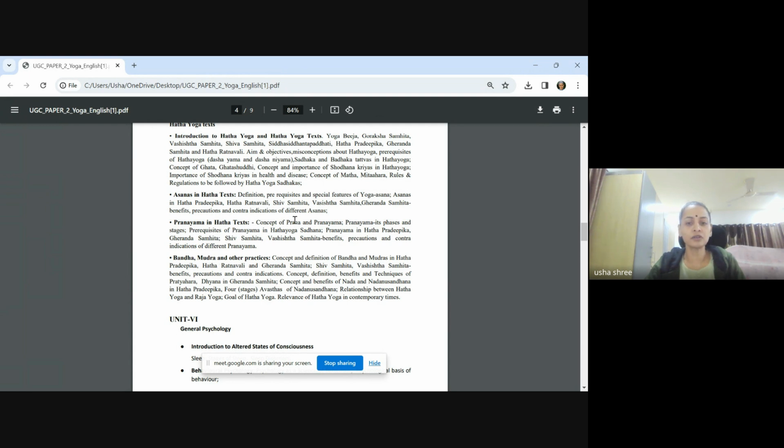In pranayama, you have the concept of pranayama and its phases and stages. Each text has its own flavor, so you need to understand what differences are there in these texts. Like, what the Hatha Ratnavali or the Hatha Pradipika says about pranayama, and what do the other texts say? That kind of comparative analysis and the difference, you have to put it right from the beginning.